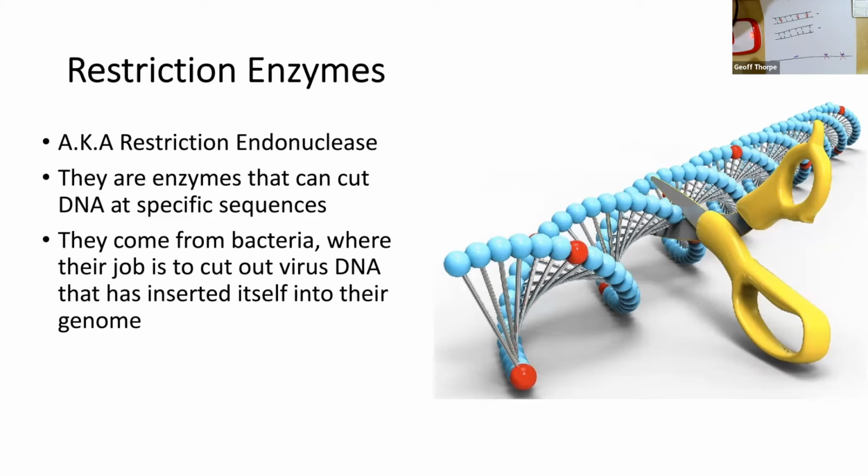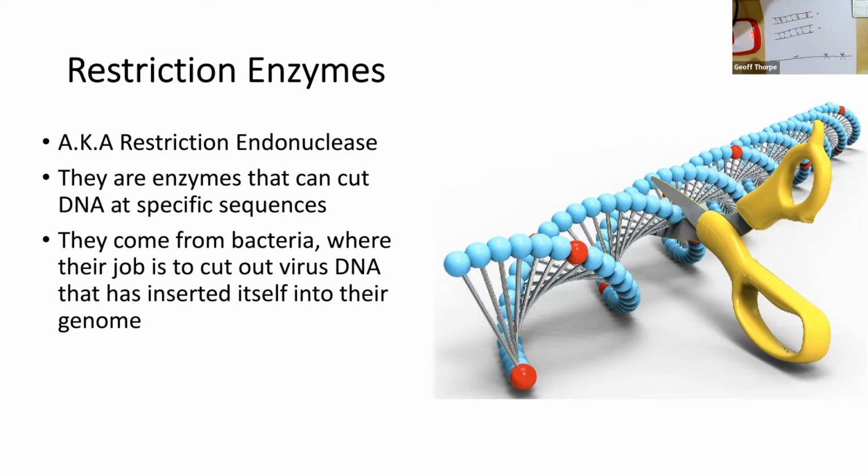Now, why do cells have these? Well, basically, they come from bacteria, where the job of these enzymes is to cut out virus DNA that has inserted itself into the genome. For example, if a virus is infecting bacteria, it will inject its DNA into the cell, and that DNA is put into the genome of the bacterial cell. But the bacterial cell has this cool little defense mechanism where these enzymes are able to say, hey, this DNA doesn't belong here, and they'll cut it out. So that's where it comes from.